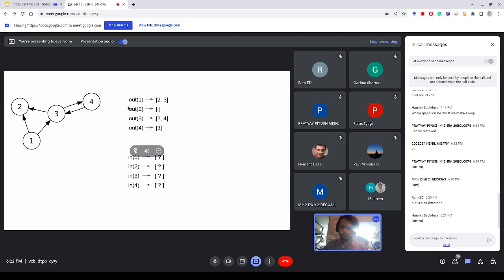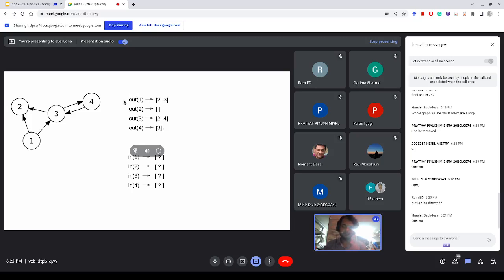Now if you look at out 2, there are no edges going outward from 2. There are two edges, but they are both coming inward. So out 2 will be a null list. There are no values in it. If you look at 3, you have an outward edge going from 3 to 2 and another outward edge from 3 to 4. So you have 2 and 4 in out 3, and similarly out 4 only has one outward edge going from 4 to 3, so you only have this one entry.